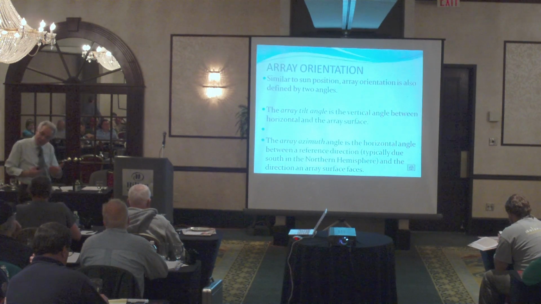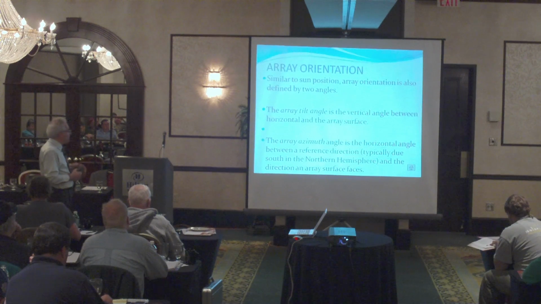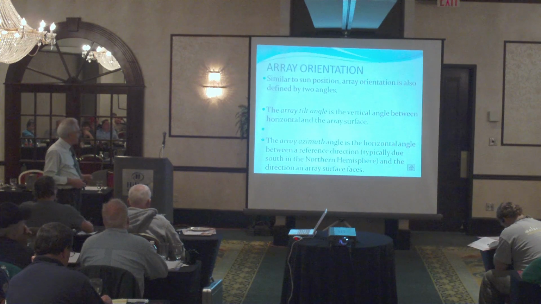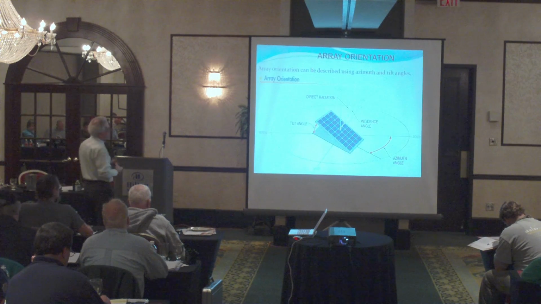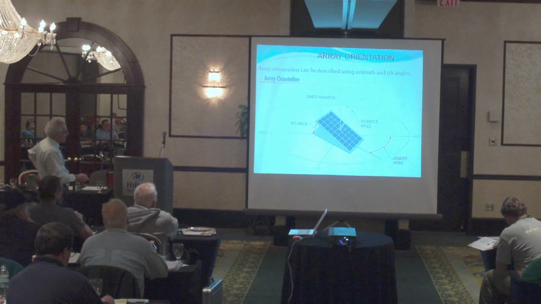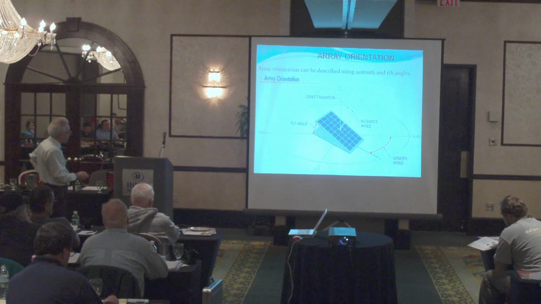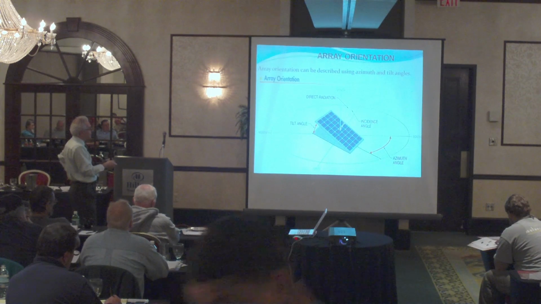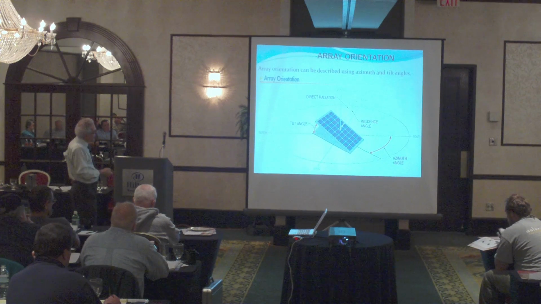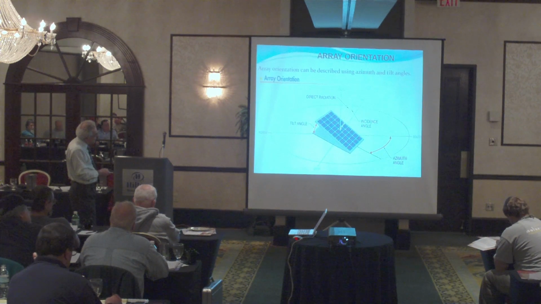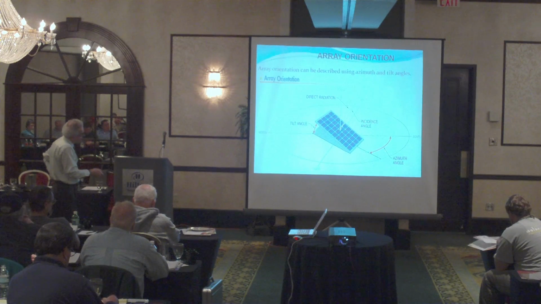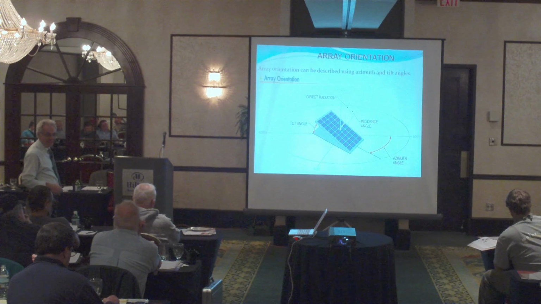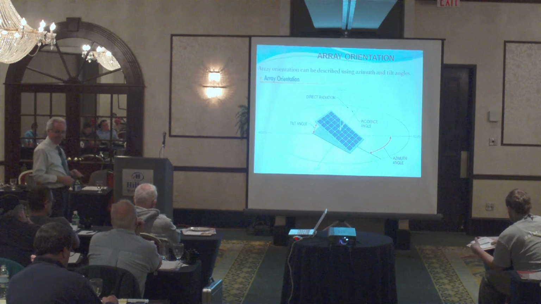This is the stuff that you have control over. The azimuth is the horizontal angle between the reference direction, typically due south, and the direction the array faces. So in a practical sense, this is your tilt angle, this is your surface facing south, and this is the sun shining in, direct radiation. Now you have to set this tilt angle and position your azimuth angle in order to set up your array. And this becomes a practical thing.